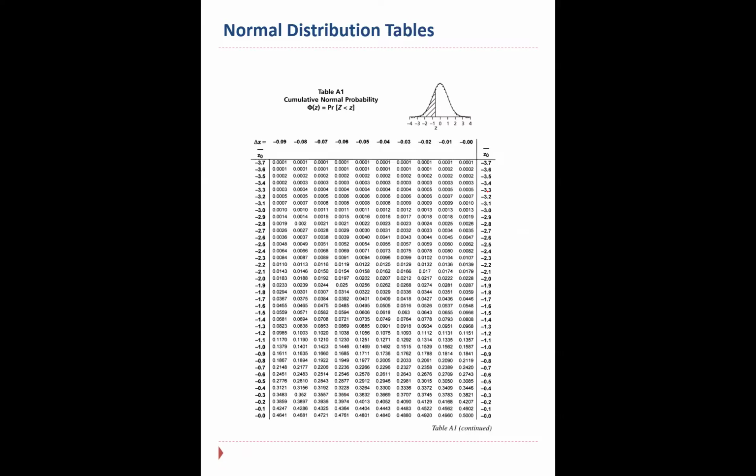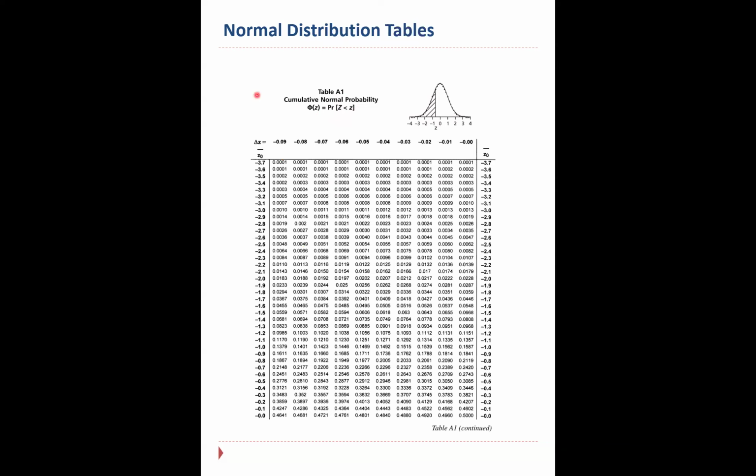So this is the probability distribution estimates table. This is from Professor William D. Corsi's book. It's a 2-page table. Table A1, cumulative normal probability. It takes on the values of z and provides the probability.